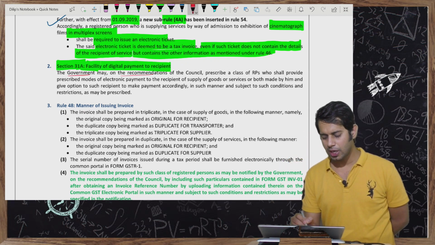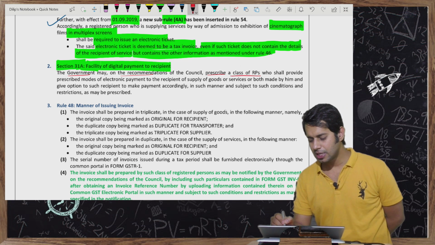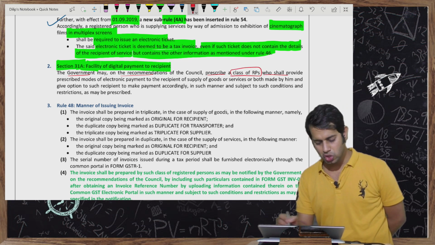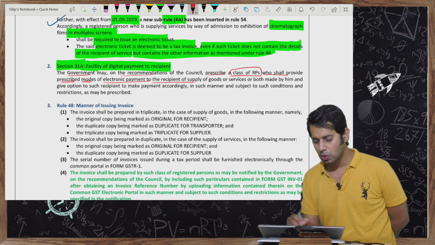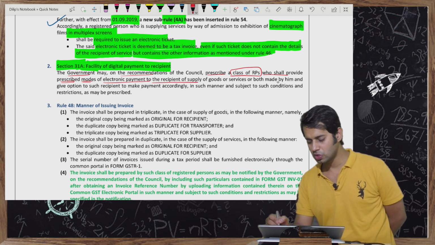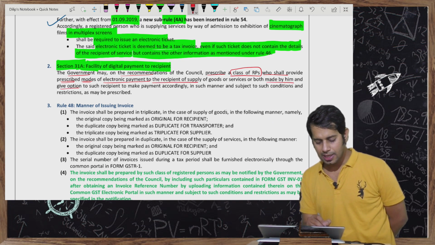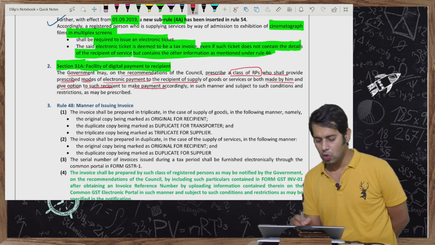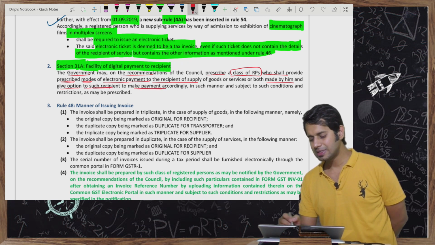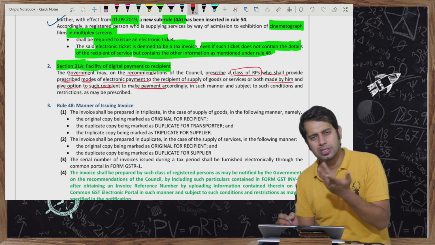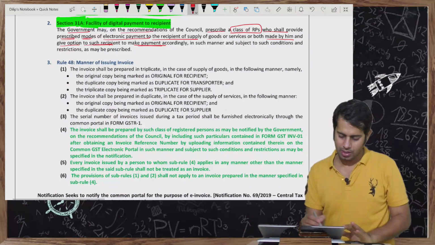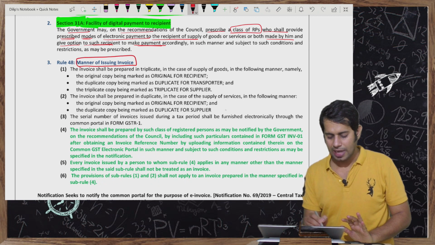The government may, on the recommendation of council, prescribe such class of registered person who shall provide prescribed modes for electronic payment to the recipient of supply of goods or services or both made by him, and give an option to such recipient to make the payment accordingly in such manner and subject to such conditions as may be prescribed. What is the condition? What is the manner? Not yet prescribed.